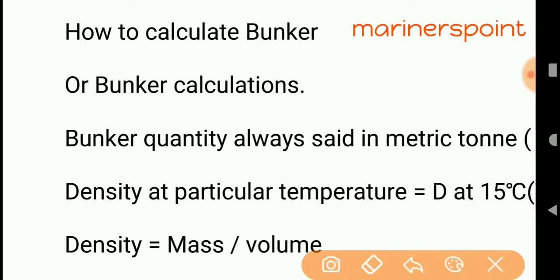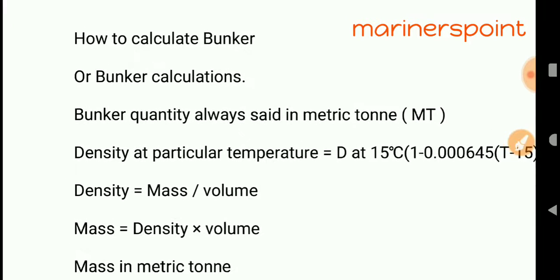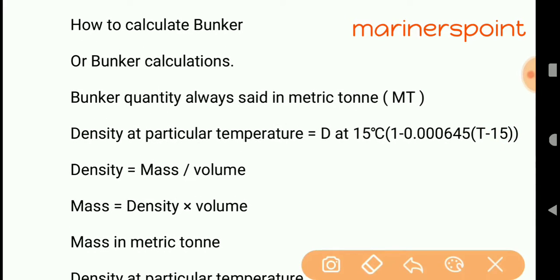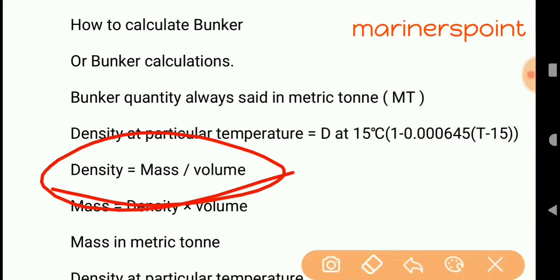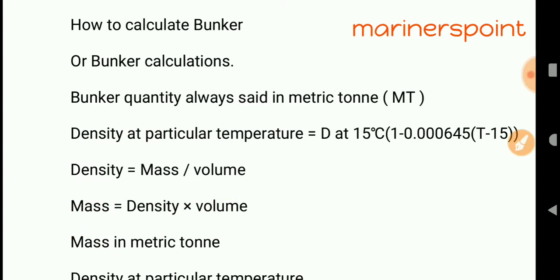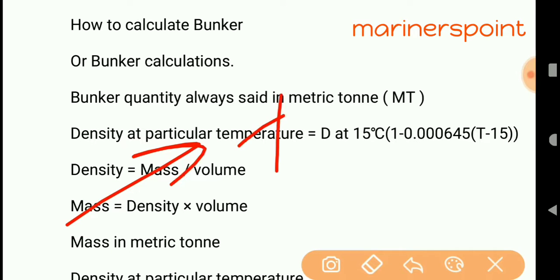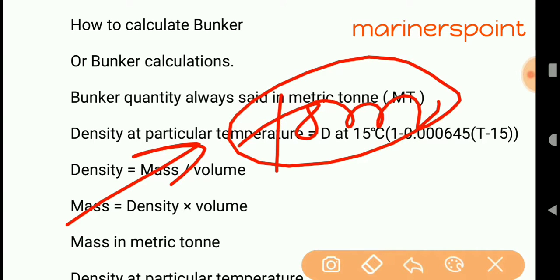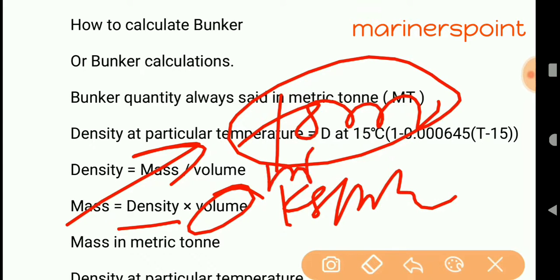Then you require some formula. So let us start. To calculate bunker, you need the basic formula: density is equal to mass divided by volume. That means mass equals density into volume. Here you have to understand the units. Mass in ton, that is metric ton. Density in kg per meter cube, volume in meter cube.